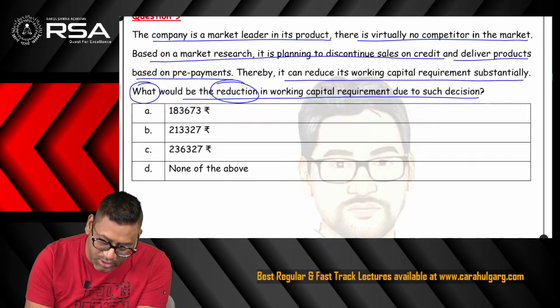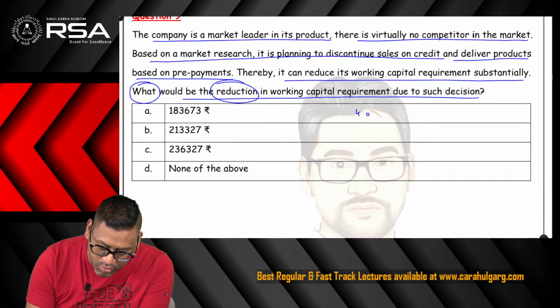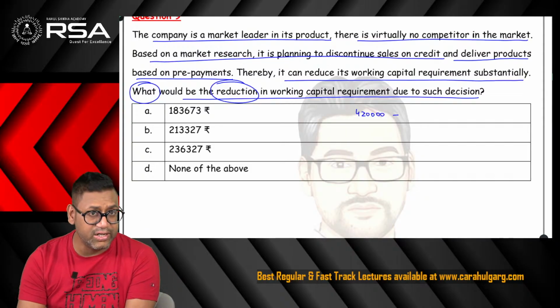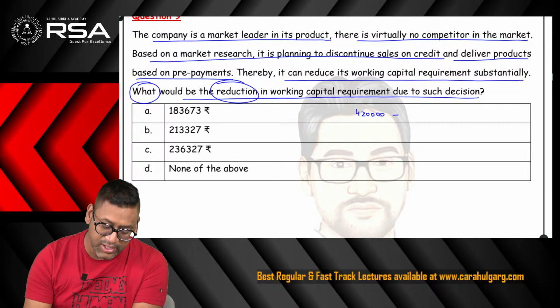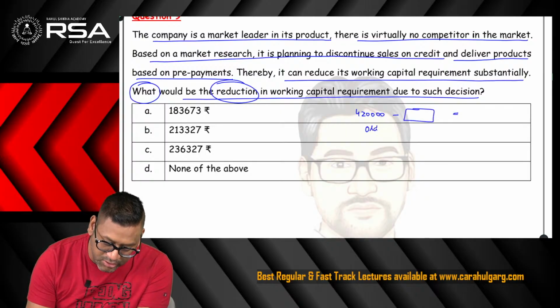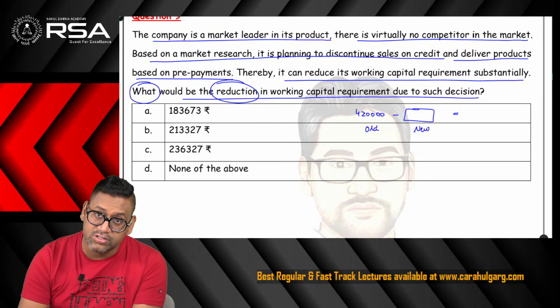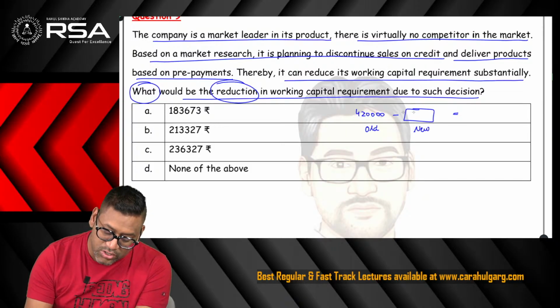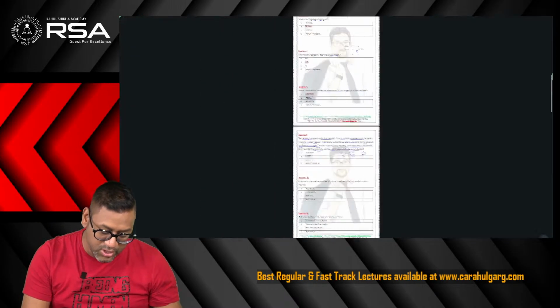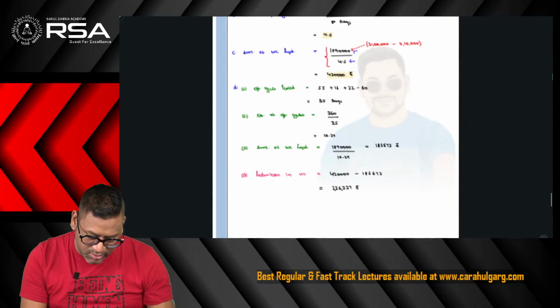So for example, earlier my amount was 4,20,000. This was needed. But when I will start selling without the credit, without giving the credit of a single day, in that case, you will find your working capital. So this is old working capital. This is new working capital. The question is asking what would be the reduction. So this is going to be my answer. So you have to be very sure that you do it correct. Okay. So I'll show you the answer in detail.